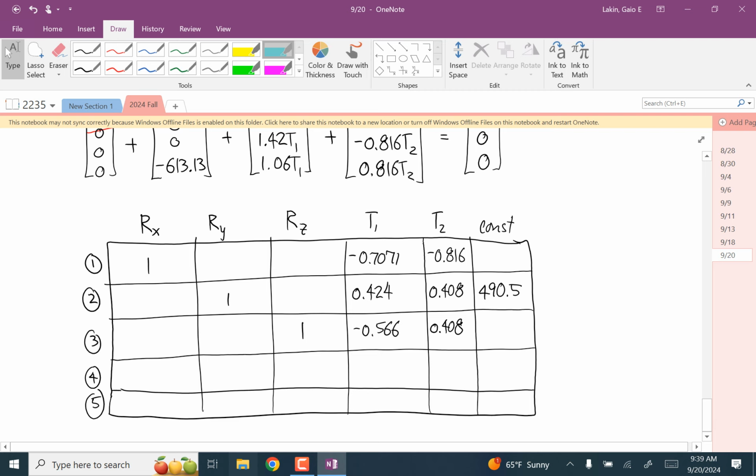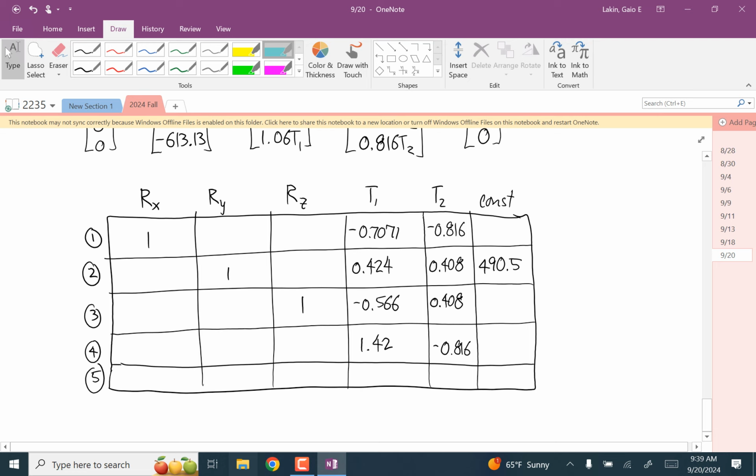For equation 4, T1s, we have 1.42. T2s, we have negative 0.816. No constants. And then for the last one, T1s, we have 1.06. T2, 0.816. Constant, positive 613.13. And that's it. Usually as these matrices get bigger, you get pretty sparse matrices like this without a lot of values and a lot of zeros.